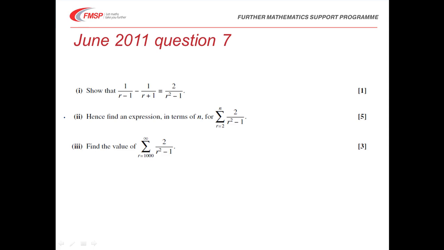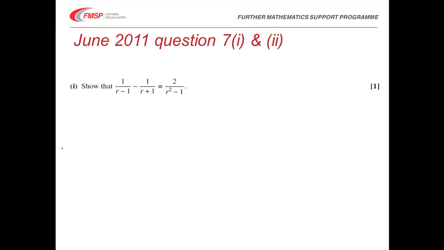In part 2 it says, hence find an expression in terms of n for the sum from r equals 2 to n of 2 over r squared minus 1. And in part 3 we've got to find the value of the sum from r equals 1000 to infinity of 2 over r squared minus 1. So let's take the first part and make sure we can get that correctly. It's the basis of the rest of the question, so we do need to be careful.